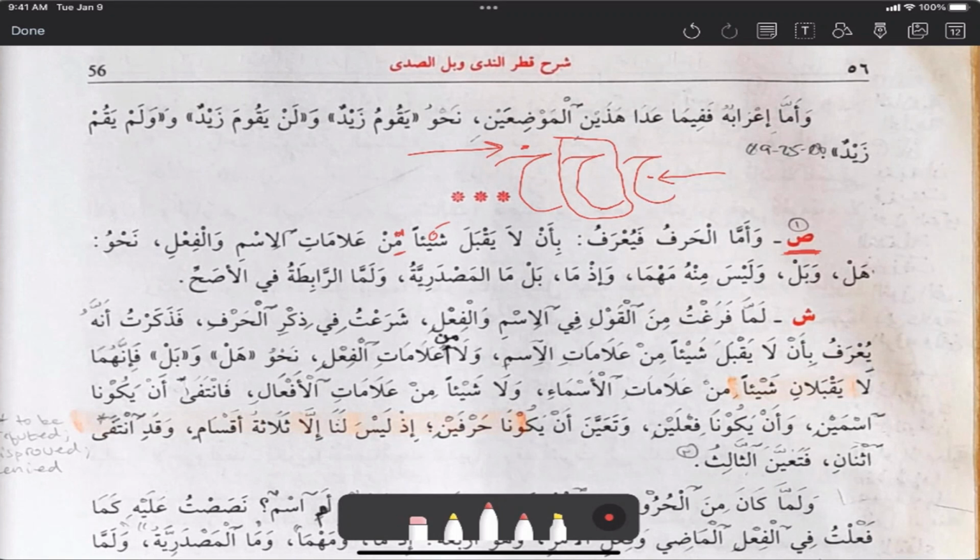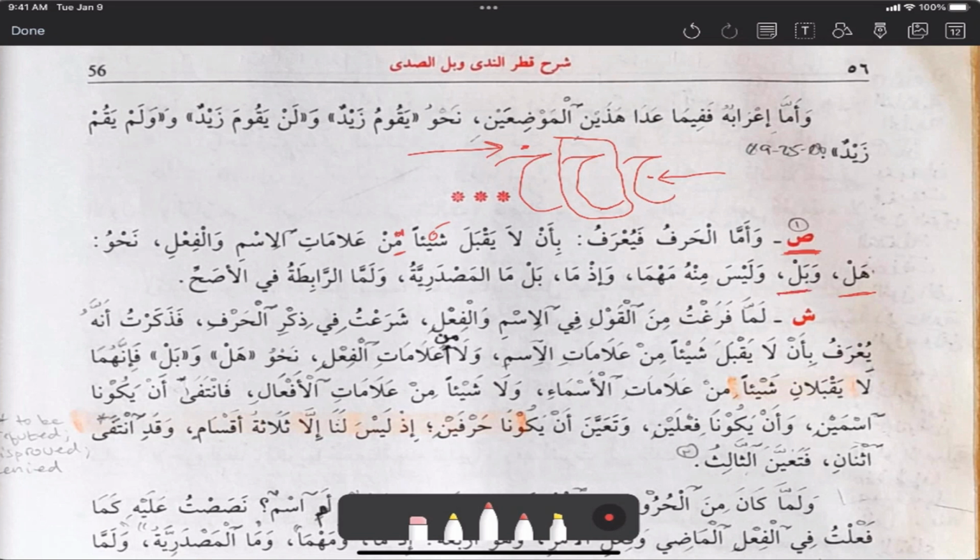Nahwu hal wa bal, like hal. That's an example of a harf, a harf made of two letters. Here, you usually don't want to translate harf as letter, though the word harf means letter. Here, harf means particle. This is a particle made of two letters, hal, and that's an interrogative particle, meaning for asking. So it doesn't have some word it translates into. It's not is or are or something like that.